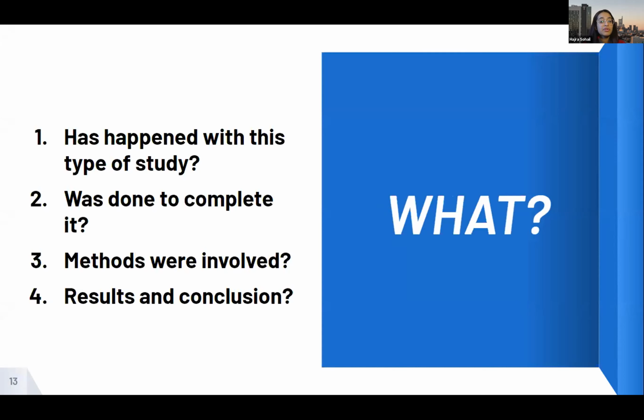The second W is what. So what has happened with this type of study? What was done to complete it? What methods were involved? And what were the results and the conclusion? So this could help you see the structure of the project, help you understand why they did what they did with the study, and what the results were and how you could use that information for your own project.